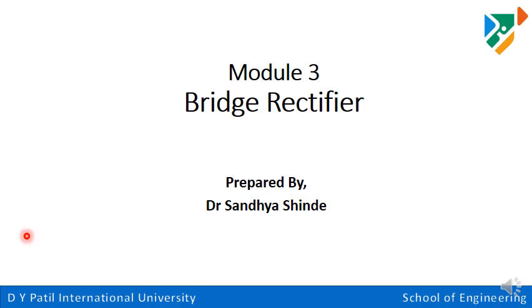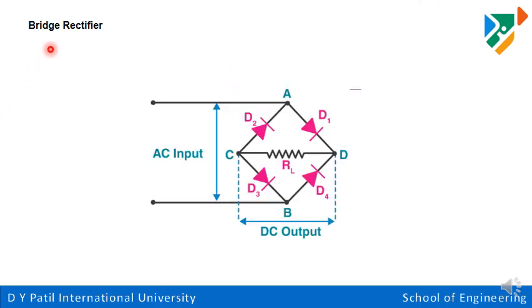Friends, our today's topic is the bridge rectifier. In the previous module we covered the half wave rectifier, where we used one diode, then the full wave rectifier, where we used two diodes. Now here it is a bridge rectifier. In a bridge rectifier we are using four diodes.